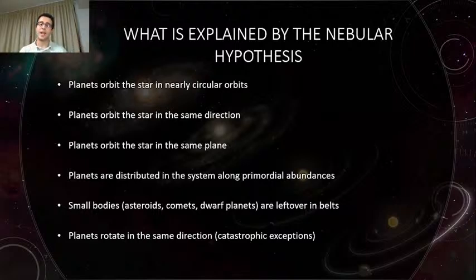And they are distributed in the system along those primordial abundances. What do I mean by that? You see the terrestrial planets on the inside and then the gas planets on the outside, which goes along with what would be predicted by the model of the denser elements on the inside and the lighter elements on the outside. Now, it also explains why there are small bodies left over, like asteroids, comets, dwarf planets, and why planets rotate in the same direction. There are some catastrophic exceptions, but that is just an artifact of what can happen in these systems.